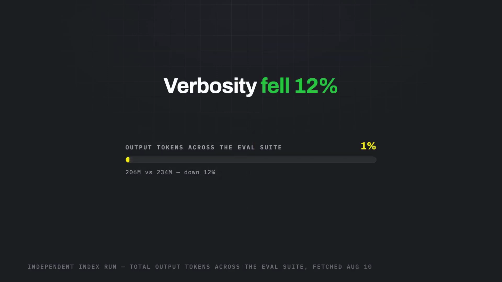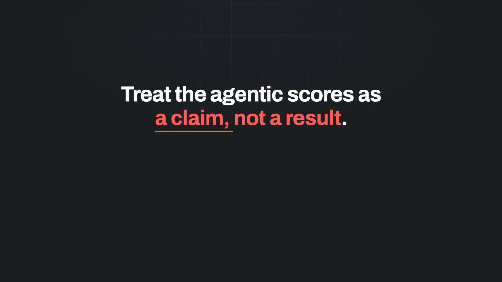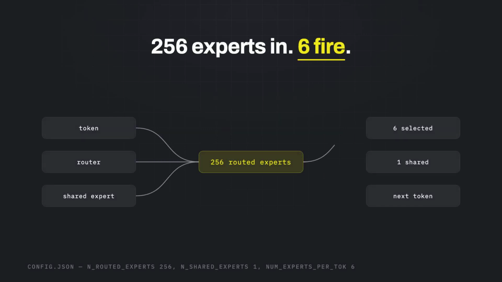One number I'd have missed. Across the whole evaluation suite, it emitted 206 million output tokens, where the previous version burned 234 million. It got 12% less chatty while scoring higher. So my posture on the scoreboard is, the direction is independently confirmed. The specific agentic numbers are a claim awaiting replication. Hold them loosely.